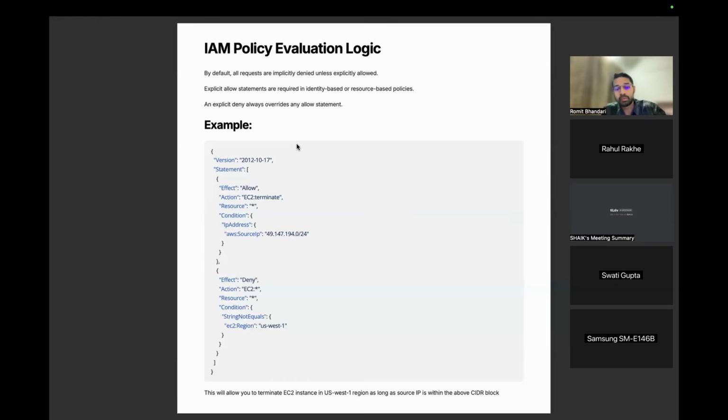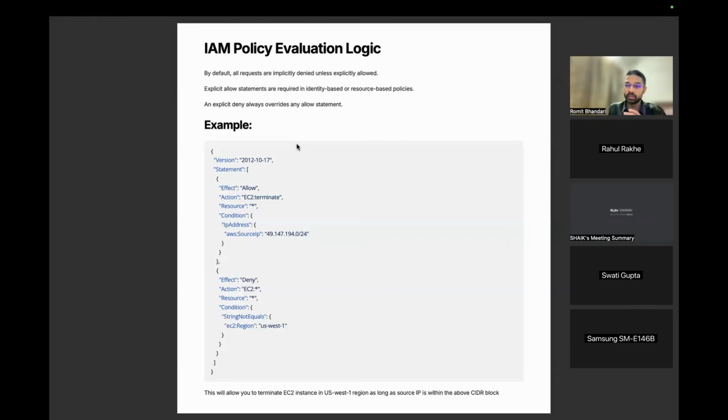Okay, now there is an explicit deny for any EC2 action. Forget about terminate, anything, because there is a star, and then any resource, any EC2, there is a deny of any action on any EC2, but with a condition that the region may not be equal to US West 1, which means the deny is not present in US West 1, which ultimately helps us in the allow part. So in that way, US West 1 region gets allowed for EC2 termination.